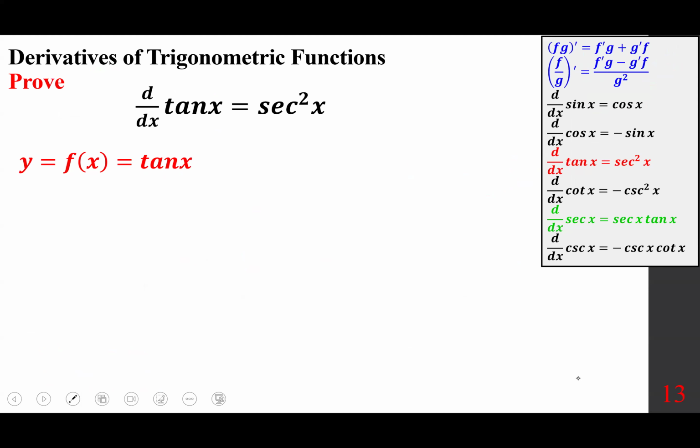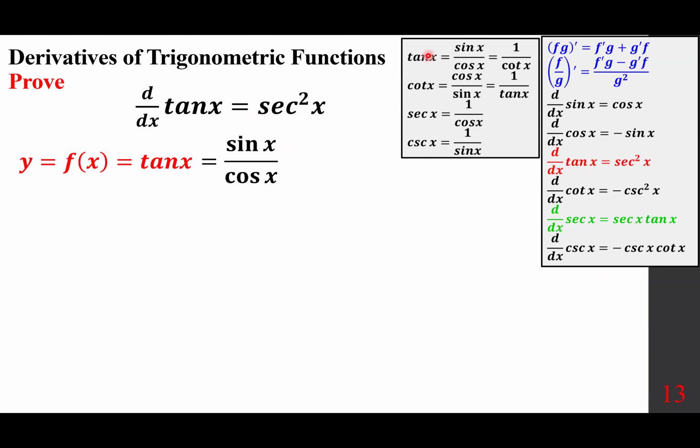The derivatives of trigonometric functions were mentioned, and one of them was that the derivative of tan x is secant squared x. So let's prove that. The derivative of tan x is secant squared. Reminding everyone that tan x is sine x over cosine x, or 1 over cotangent x. Cotangent x is cosine over sine, or 1 over tangent. Secant is 1 over cosine, and cosecant is 1 over sine.